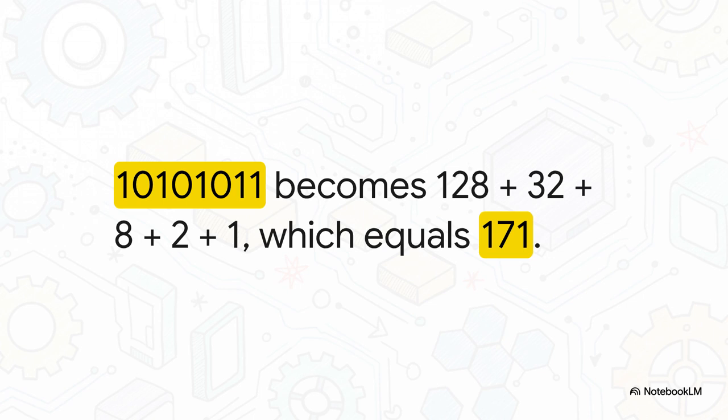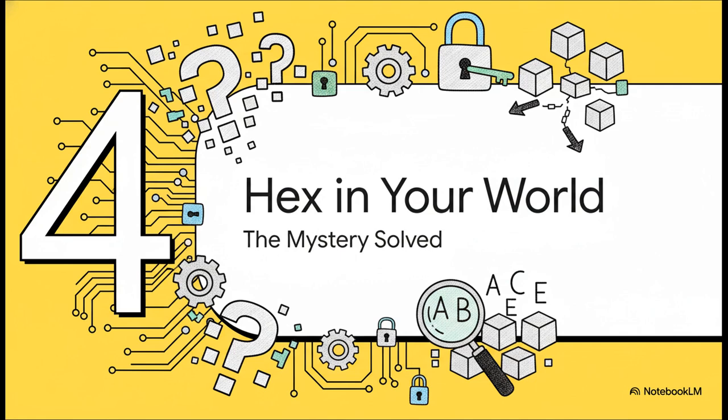So we add up the place values where there's a 1. That gives us 128 plus 32 plus 8, plus 2, plus 1, which all adds up to 171. So that mysterious hex code AB, it's just the number 171. All right, look at you. You're basically fluent in hexadecimal now.